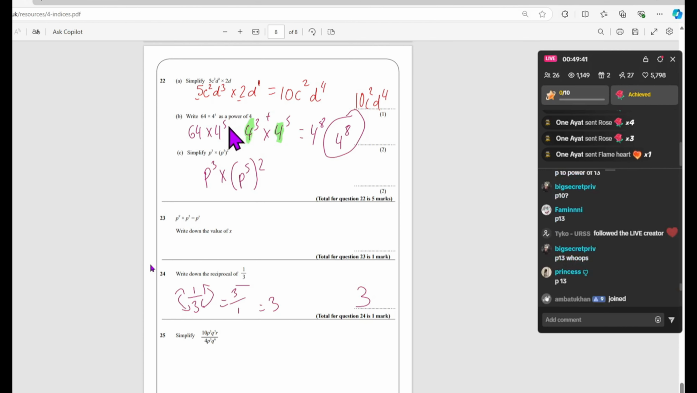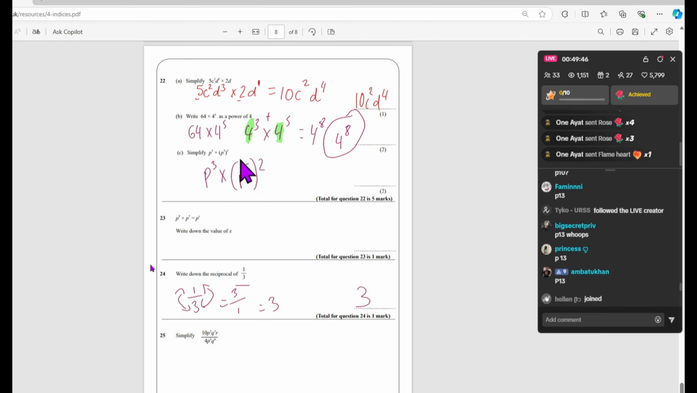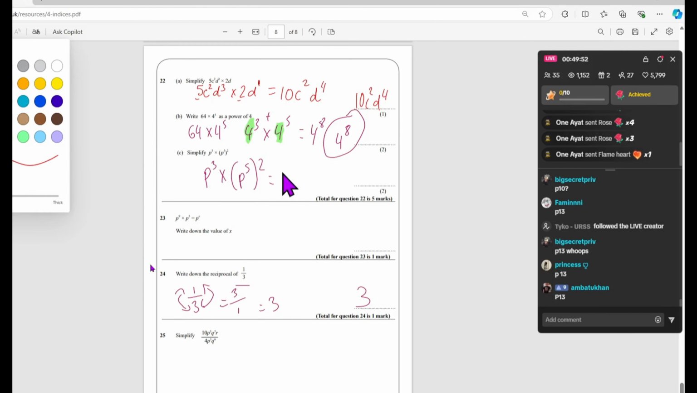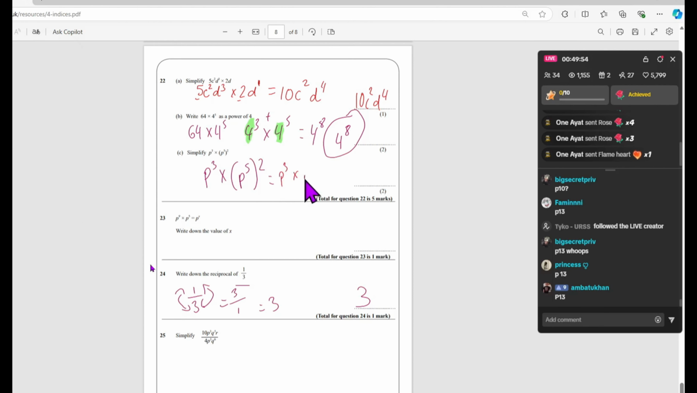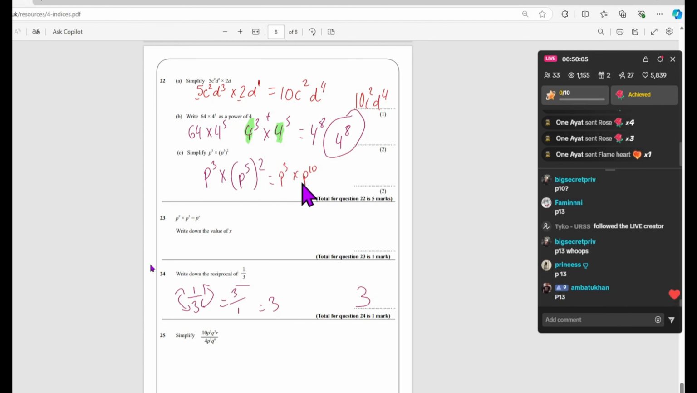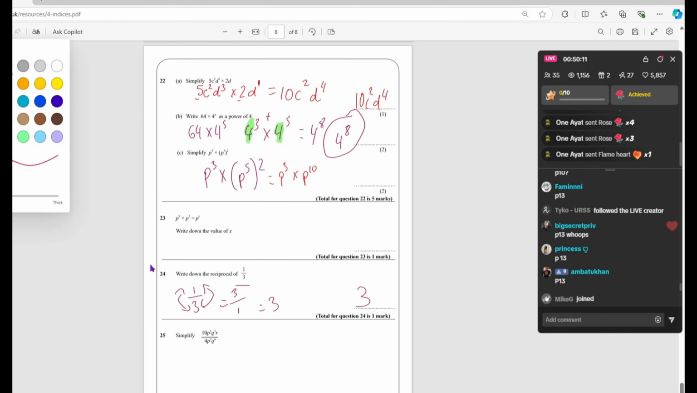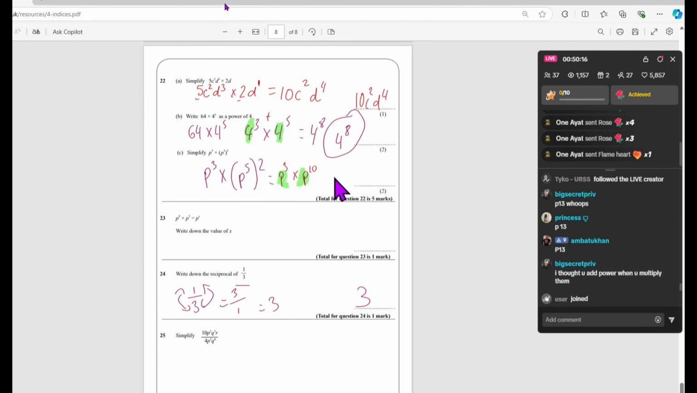So the way you would do it is, first of all, you would multiply them. It will be equal to P3 times P to the power of 10. Because when we have two indices together outside of a bracket, we multiply them. So you get P to the power of 3 times 10, P to the power of 10. And when we are multiplying powers and they have the same base, we add the powers. So our final answer is P to the power of 13.